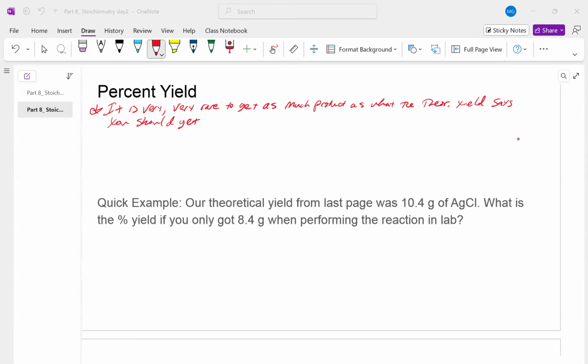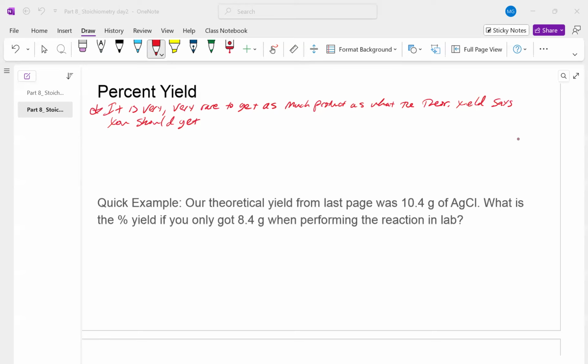All right, so when we talk about reactions in the lab, we have to look at reality. And the reality is, when we do a reaction, it is very, very rare to get as much product as what the theoretical yield says that we should get. And that's for a wide variety of reasons. A lot of it is user technique. If your technique's not great or you're spilling stuff all over the place, you're not working up your reactions properly, then that's going to decrease the yield.